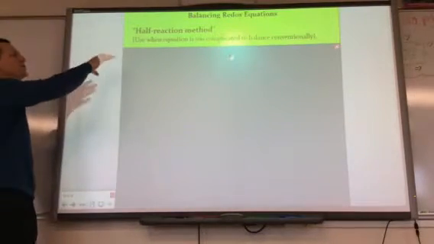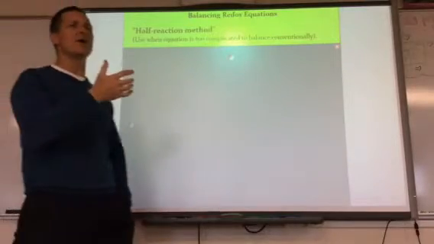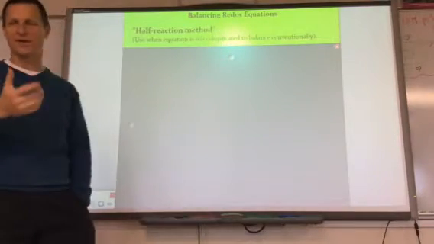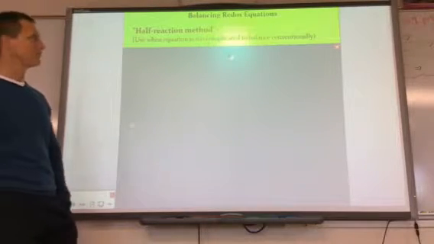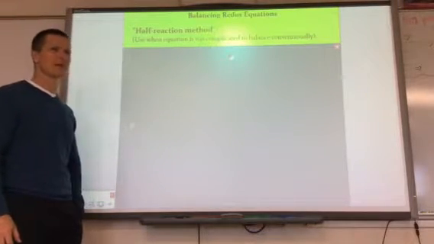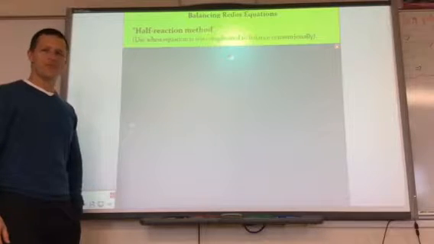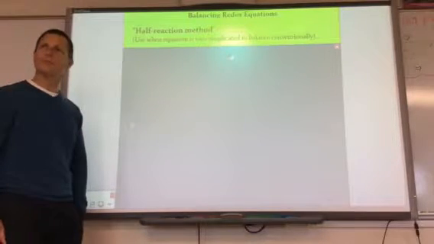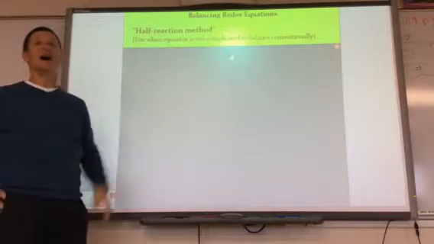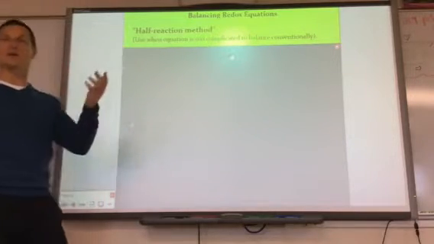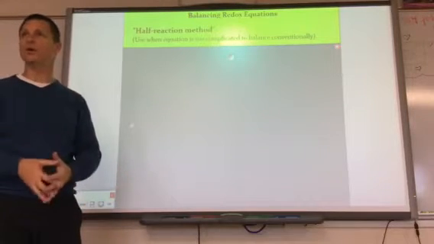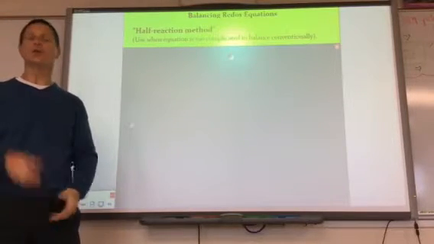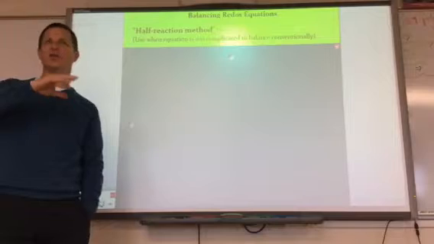So I say use the half reaction method when the chemical equation is too complex to balance conventionally, balance using inspection. How do we know when to use the half reaction method? That's what it's saying. If you can balance an equation without doing this, this is going to take way longer than just putting some coefficients in there and checking. So if you can do that in an equation, then do it.